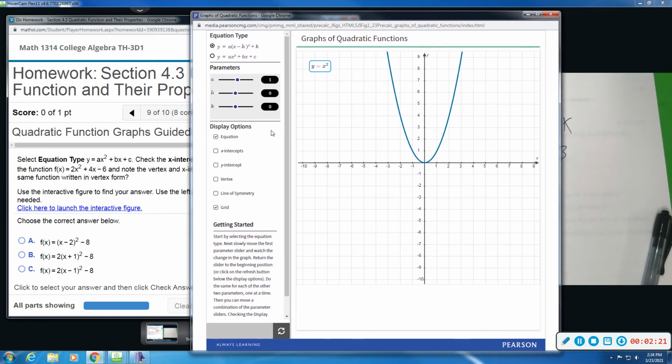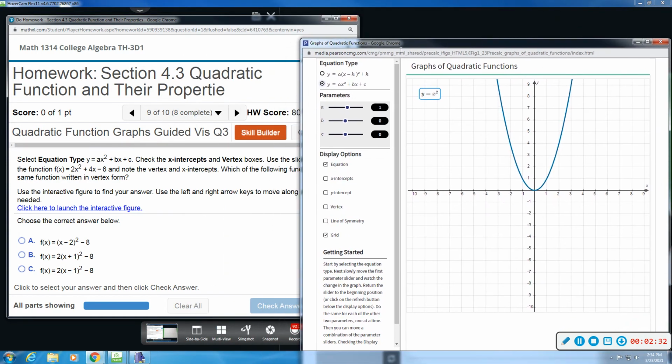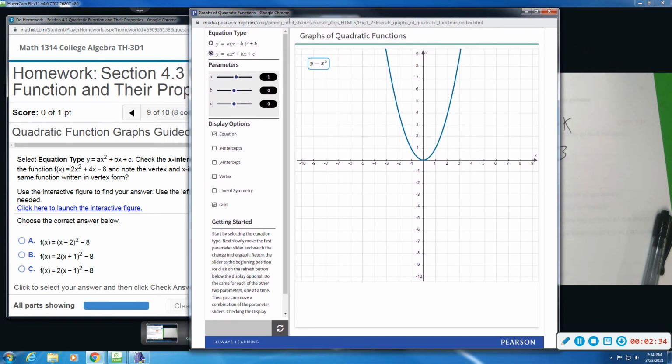Okay, so we're going to check this one. It says check this type of equation first. We're going to check the boxes for, what did it say? Vertex and X-Intercepts. So we want Vertex and X-Intercepts. Right. We're going to have our A value be 2.